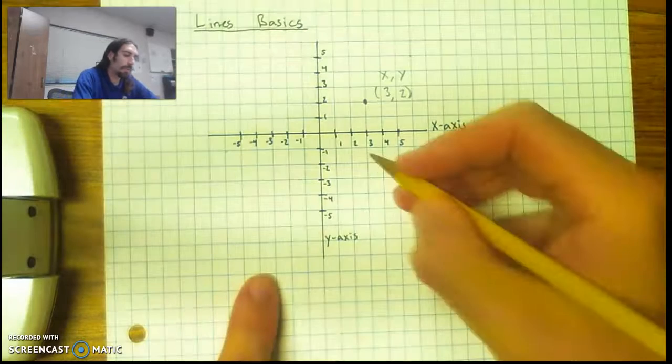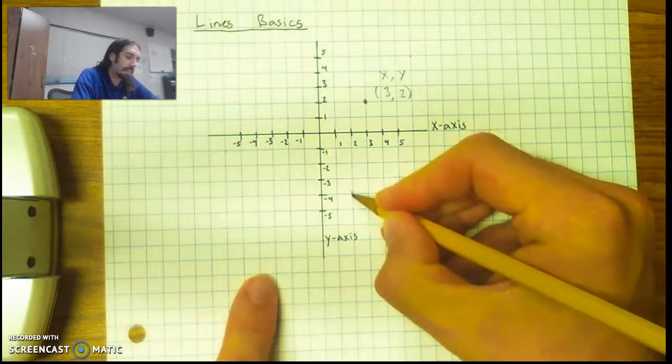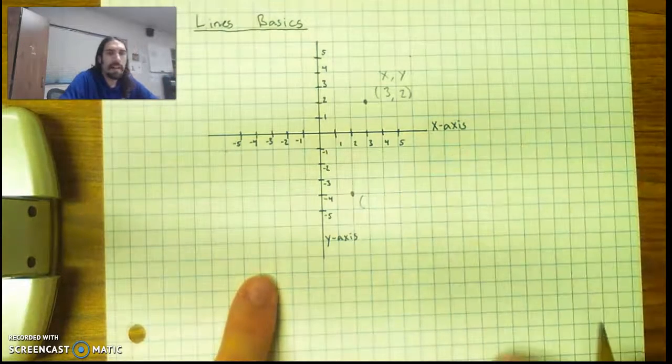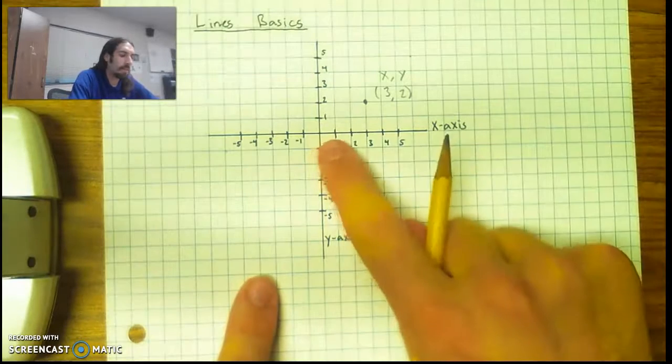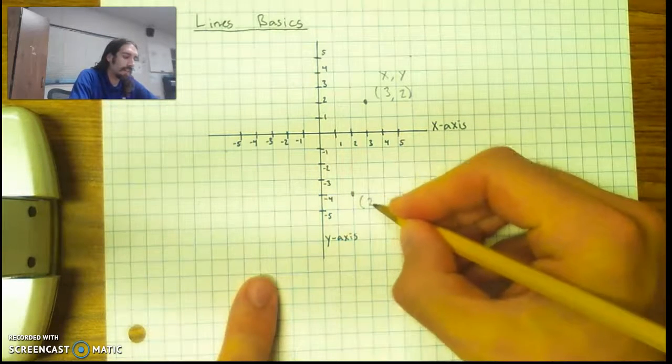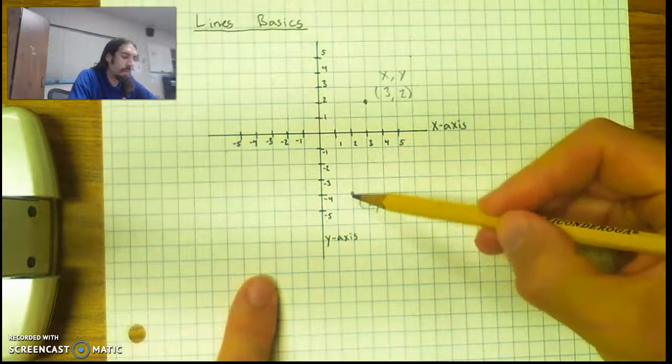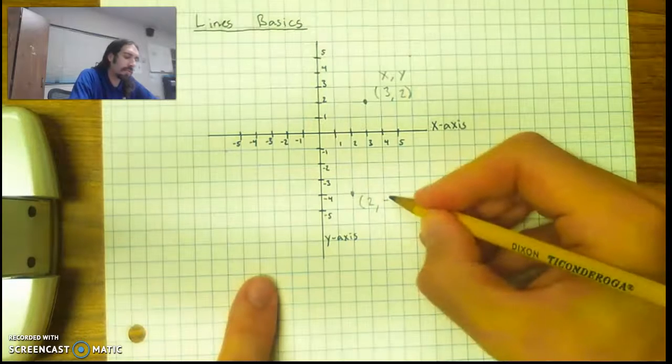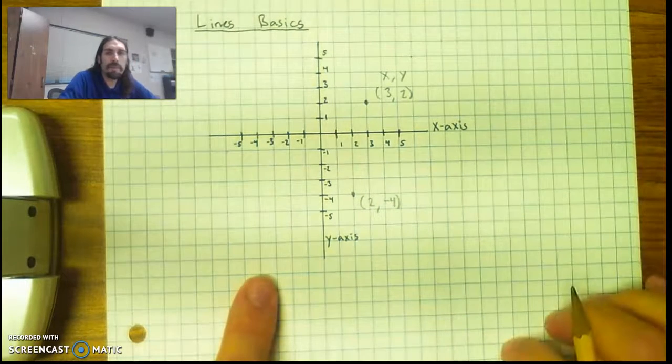Similarly, if I were to put a point, say, down here, I'm going to follow that same XY pattern. I'm going 2 in the positive X direction, but now I'm going 4 in the negative Y direction, so it would be 2 comma negative 4.